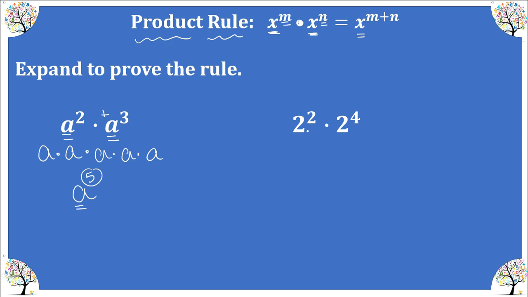Now let's take a look at this expression. 2 squared times 2 to the fourth. Our bases are the same. Let's expand this: 2 times 2 times 2 to the fourth. And now we can rewrite this as an exponent, 2 to the sixth. So 2 to the second times 2 to the fourth can be written as 2 to the sixth. We went from two factors to one factor. So again, when you're multiplying two exponents that have the same base, you add the exponents.